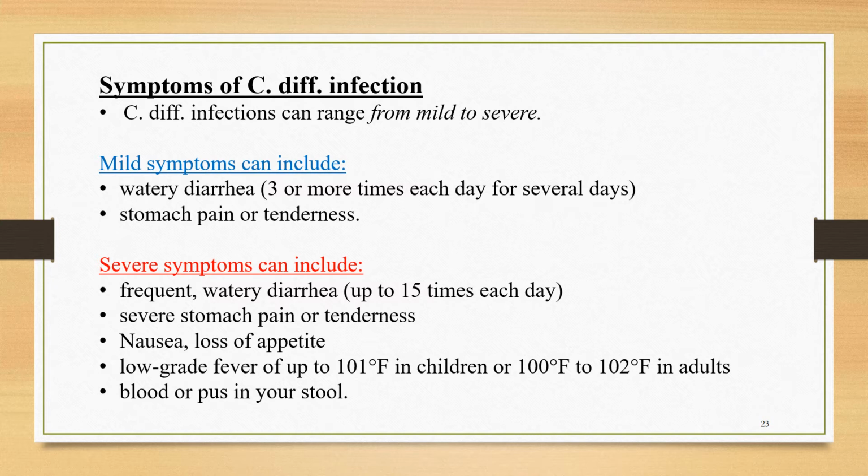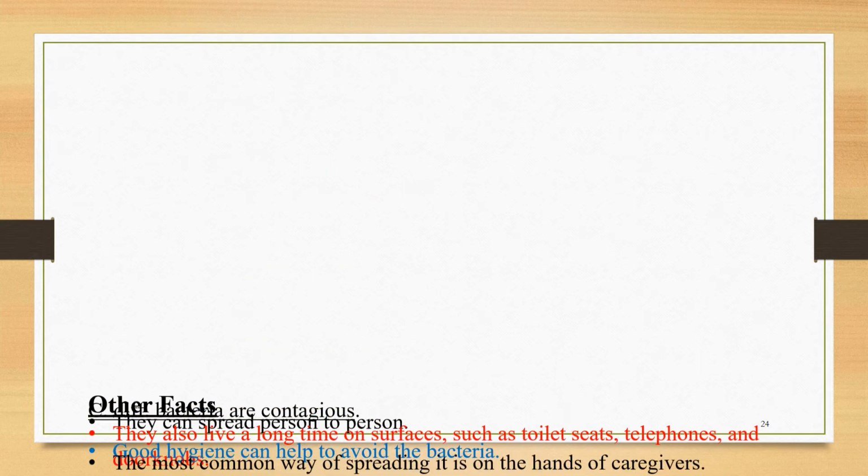Severe symptoms can include frequent watery diarrhea up to 15 times a day, severe stomach pain and tenderness, nausea, loss of appetite, a low-grade fever of up to 101 degrees in children or 100 degrees to 102 in adults, blood or pus in your stool.